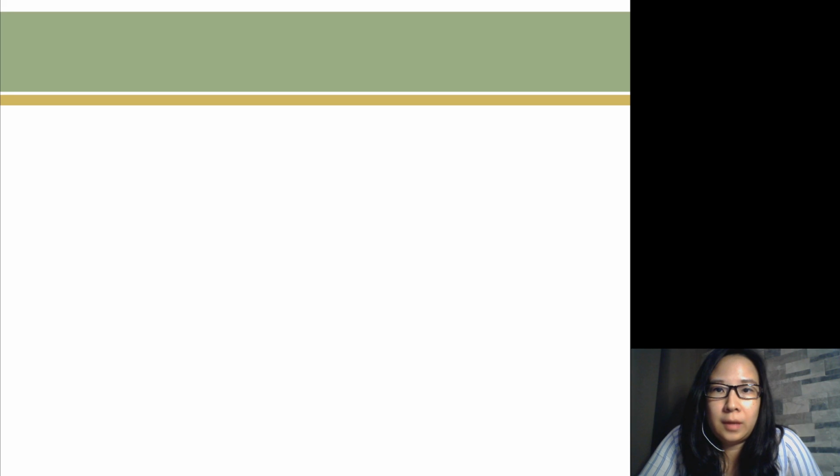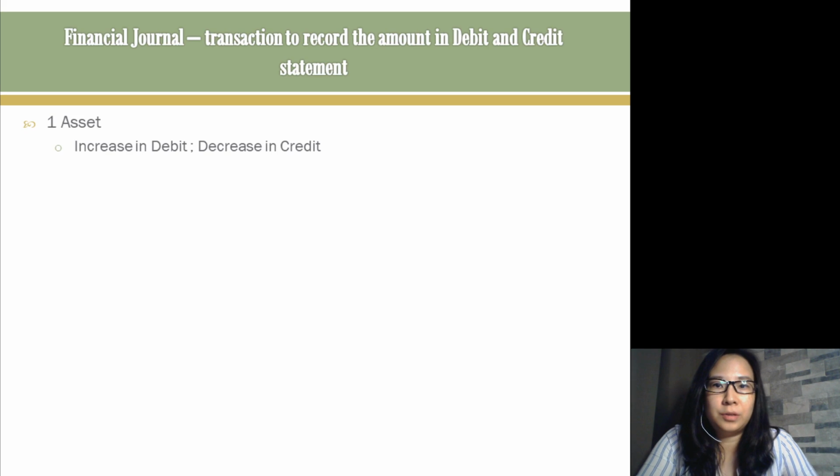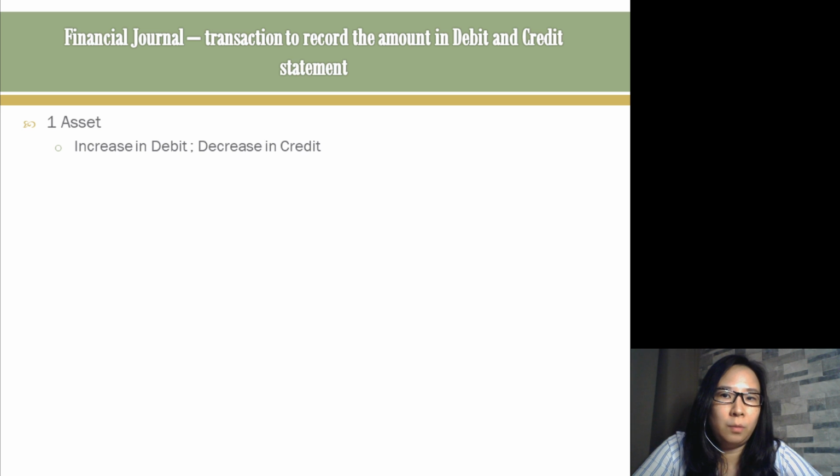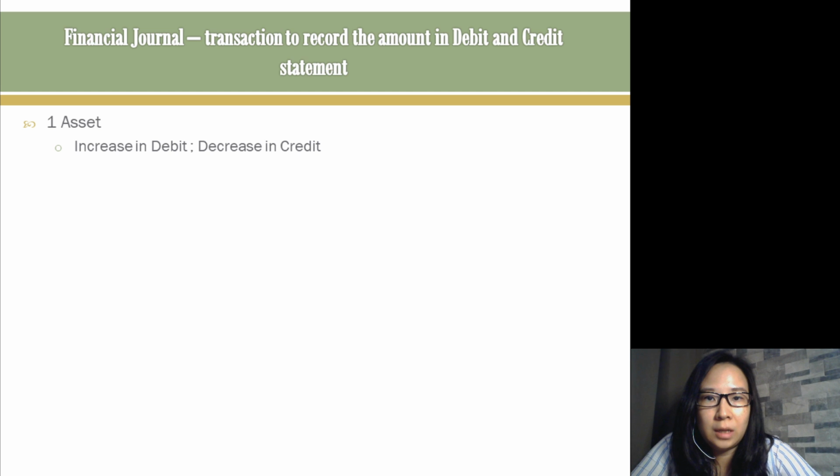Now let's have a look at the financial journal. The financial journal is the transaction that records the amount of the transaction in the debit and credit statement. For an asset, when it increases, it will increase on the debit side, and when the value decreases, it will be recorded on the credit side.